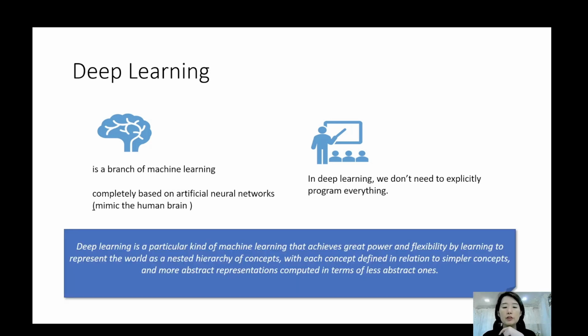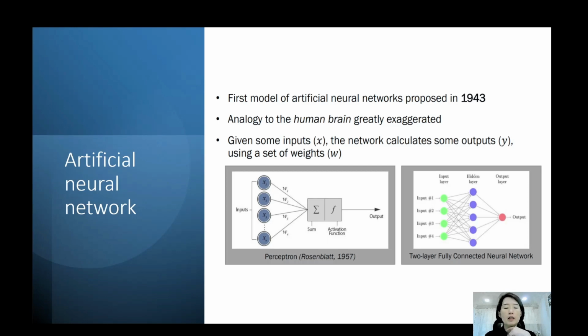Deep learning is a particular kind of machine learning that achieves great power and flexibility by learning to represent the world as a nested hierarchy of concepts, with each concept defined in relation to simpler concepts and more abstract representation computed in terms of less abstract ones. So let's further look at the deep learning.